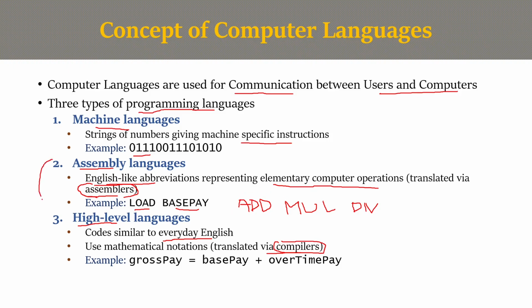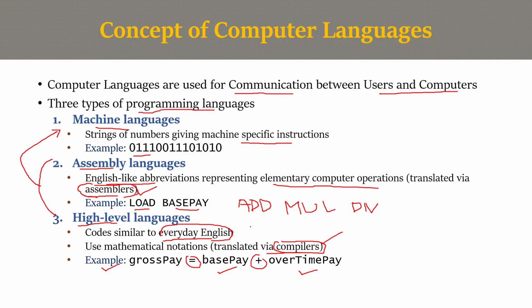So basically these two languages are converted to machine language in order for the machine or device to understand, and we use assemblers or compilers to do so. For assembly language we use assemblers, and for high level language we use compilers. Now an example of this high level language is given here. As you can see, the gross pay equals the base pay plus the overtime pay, and we use the addition and equals sign here, which corresponds to our high level language. So we don't use English-like abbreviations here, we use codes which are similar to our everyday English language.